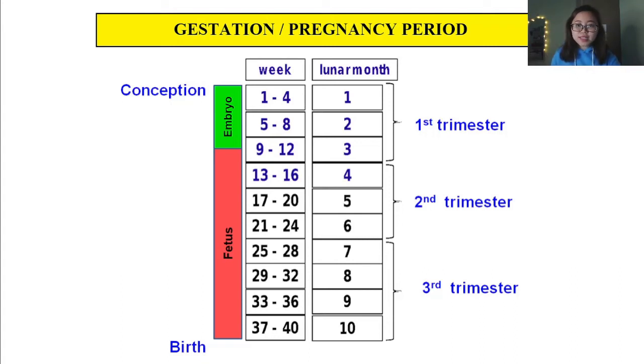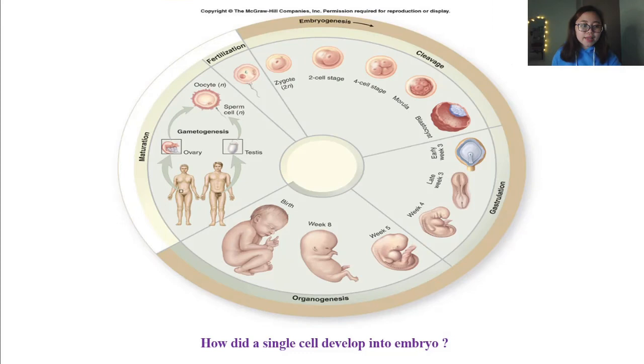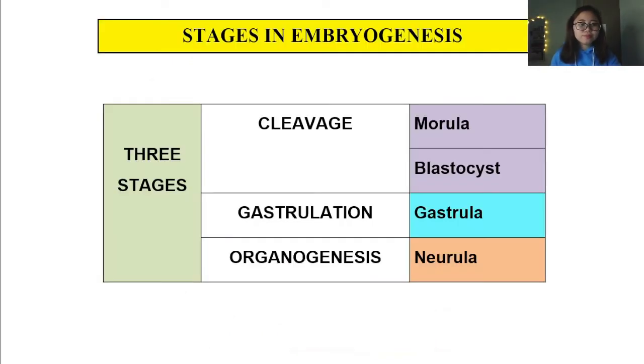Okay, so that's a nice tidbit of information. And this diagram is also illustrating the same concept. It's talking about how cells can grow from one cell, zygote, embryogenesis, through cleavage formation, gastrulation, and organogenesis until it becomes a fully grown baby. So now you know what is embryogenesis.